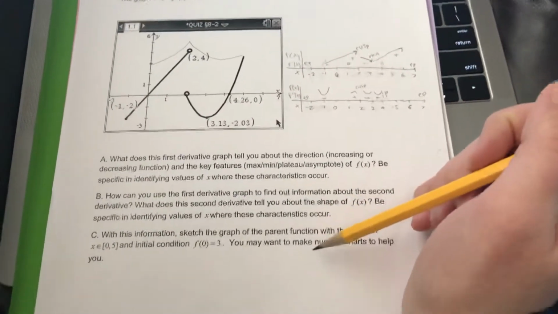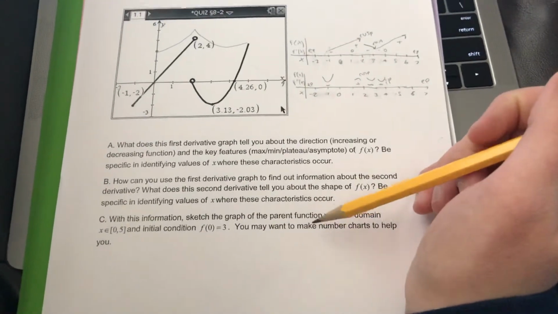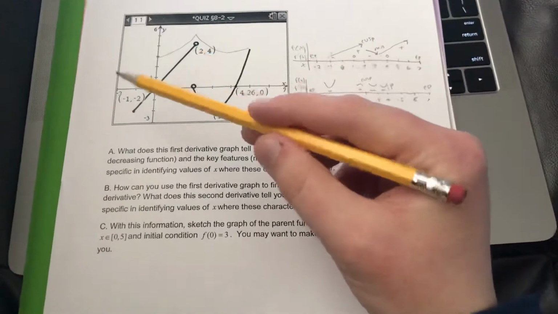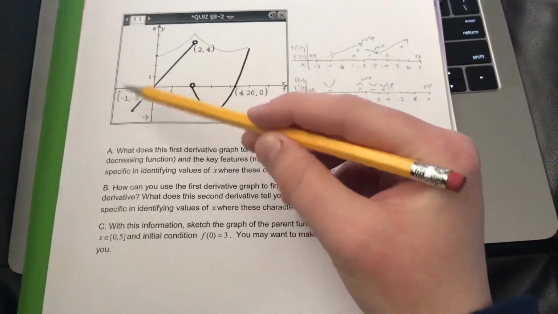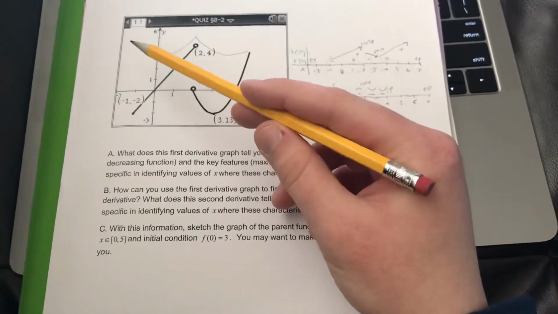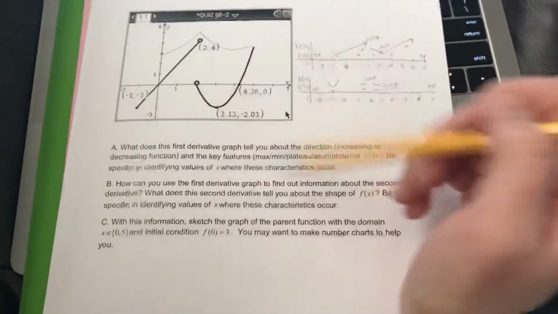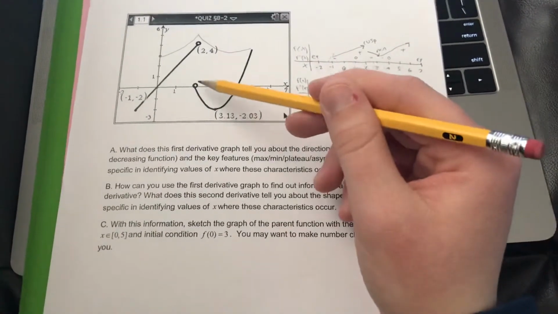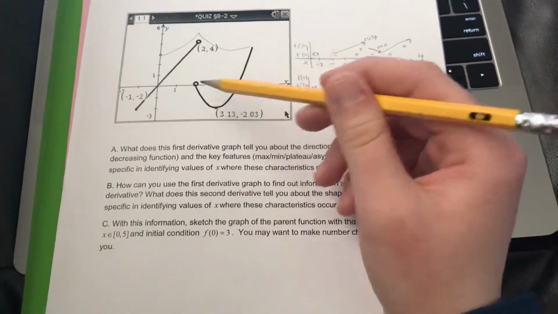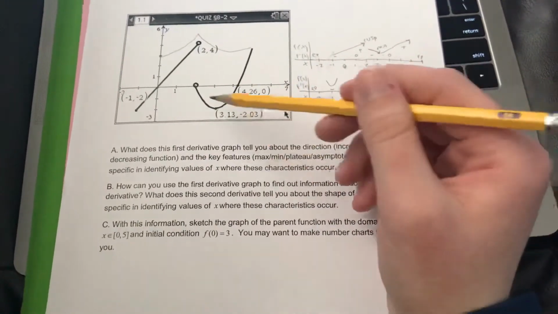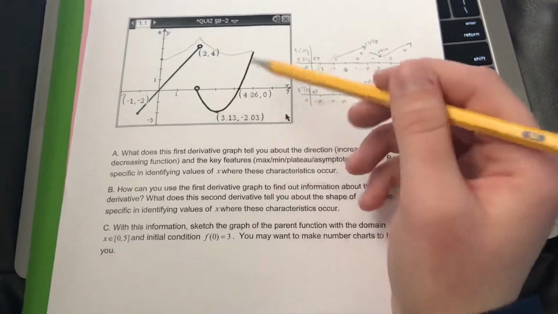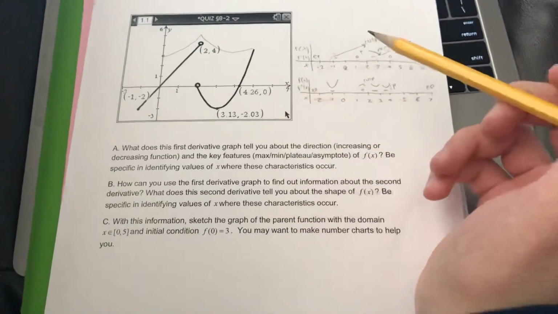So then it asked about the shape of the original function. As I just mentioned, it is concave down or concave up from x equals 1 to x equals 2. So the original function would look somewhat like this. And then there's a cusp here because it is undefined. And then from 2 to 3.13, it is decreasing, which means it is concave up. And then it will be concave down from 3.13 to 4.6 with a 0 at 4.26.